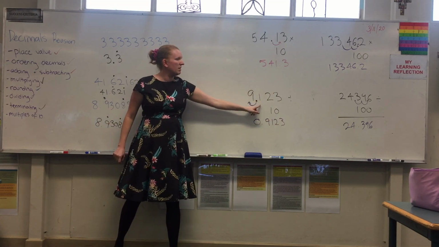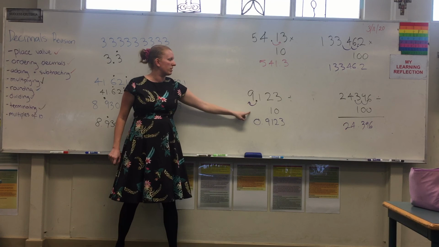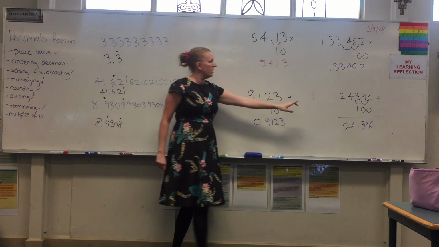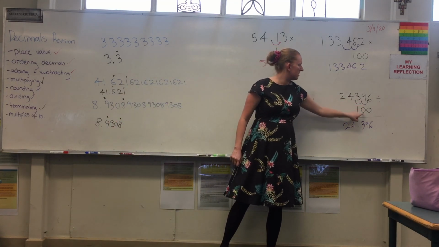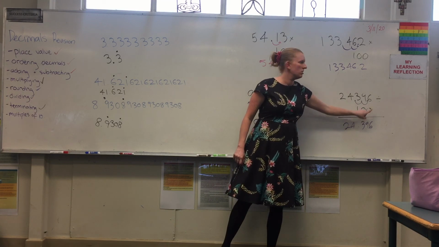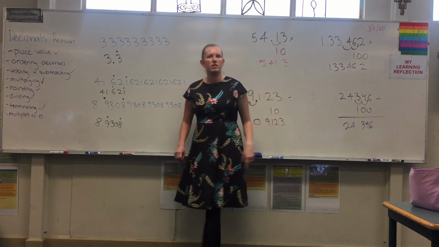It works in reverse when you're dividing. So if I'm dividing by 10, it moves in the opposite direction, 1 spot. If I'm dividing by 100, how many zeros are there? 2. It moves 2 spots in the opposite direction.